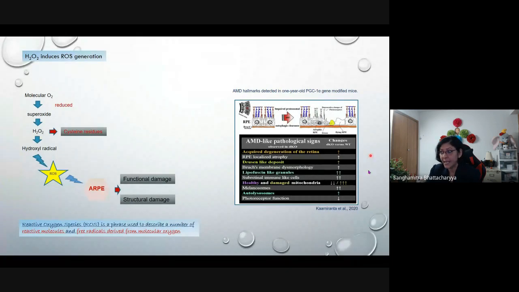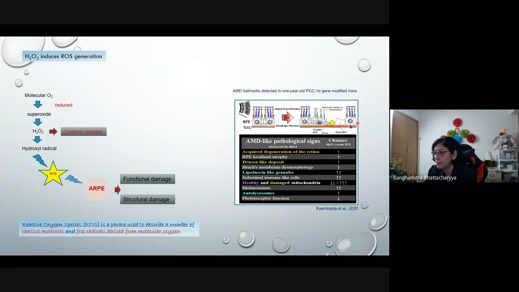On the right side, we have a cartoon, which is just the way we do our experiments. These are some AMD hallmarks which are detected in 1-year-old PGC1 alpha gene. Now, PGC1 alpha is connected to mitochondrial biogenesis, but as I mentioned earlier, we do not use PGC1 alpha, we are concerned with DJ, the Parkinson's gene.